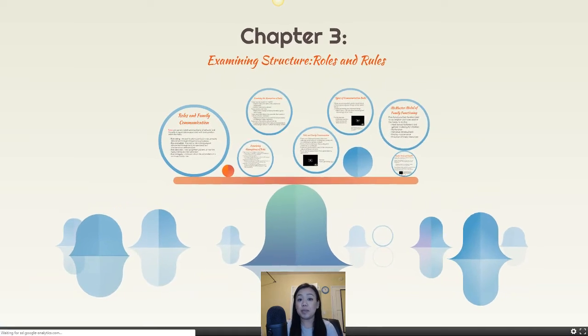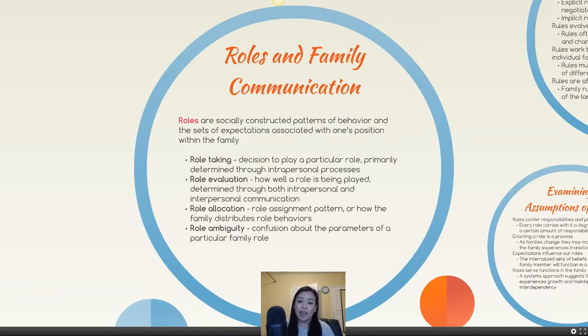There are some key aspects of Chapter 3 that I really want to highlight. And the first thing we're going to talk about are roles. Roles are incredibly important in family communication, because if we're going to see a family as a system, and each member of that system is a different player with different abilities and different ways to influence one another, we have to examine the roles that are given to them or that they take on and how that impacts the rest of the family.